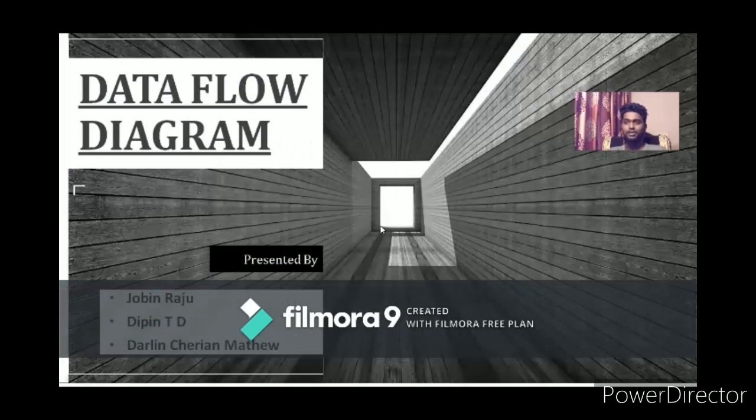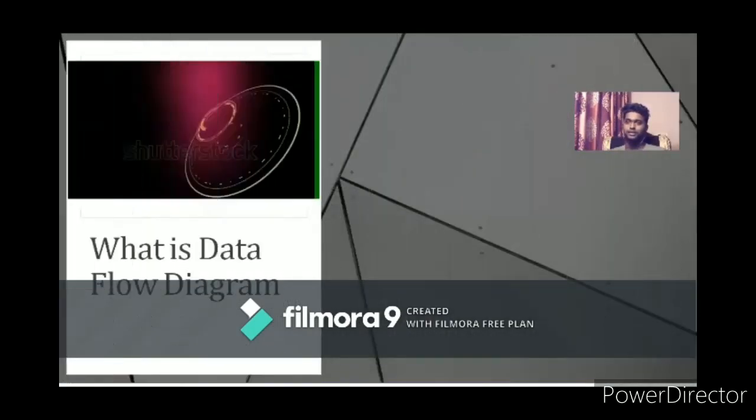So, the data flow diagram presented by Jobin Daju, DPTV, and Darwin Cherry Matthew. We will go to the first slide. What is a data flow diagram? A data flow diagram is known as DFD. It is a short form of data flow diagram.